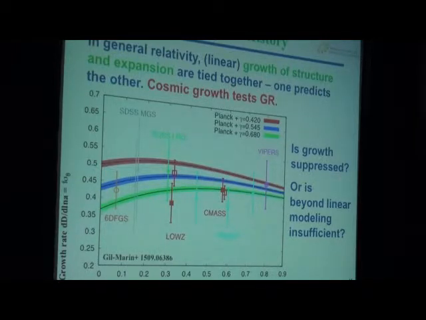So one possibility is growth is suppressed. And one way of doing that is through neutrino mass. And again, Mari Lena will be talking about that. There are theories of gravity that can suppress. But one of the things that we should first satisfy ourselves of is that to get these measurements, to put these points on the plot, you can't use only linear perturbation theory. You have to go beyond linear perturbation theory to clustering on smaller scales.